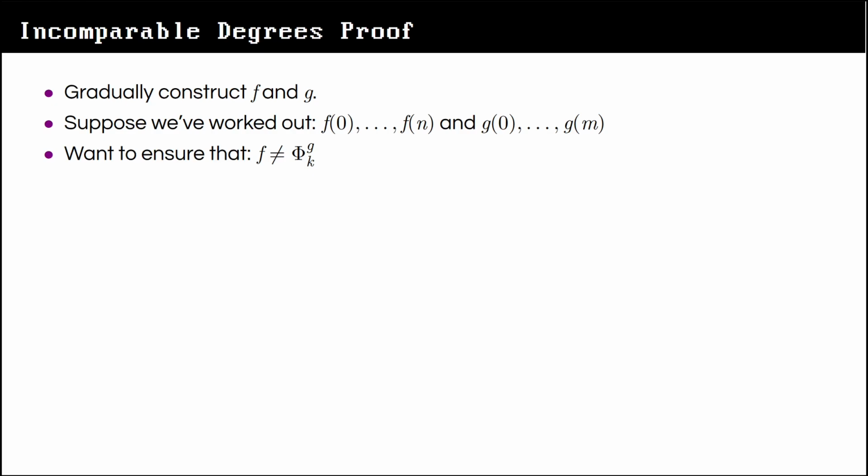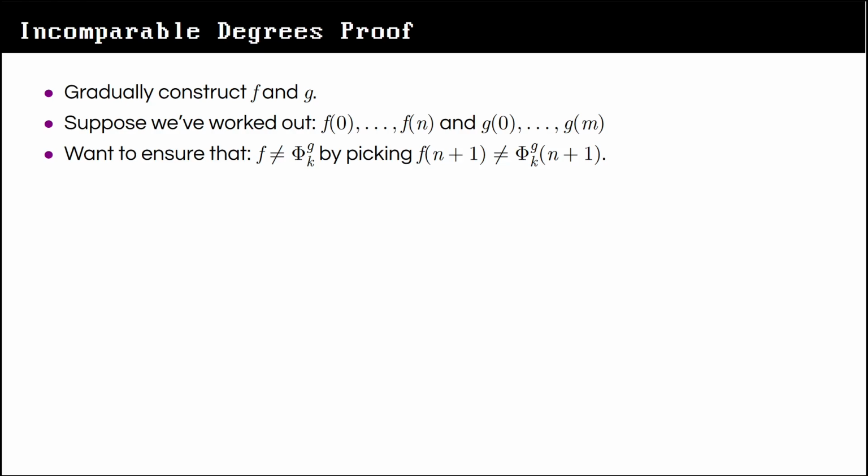To do this, we simply have to pick f of n plus 1 to disagree with phi sub k with oracle g of n plus 1, to disagree with the result of running the kth program with oracle g on input n plus 1. That will make sure that f is not given by the kth program with oracle g.